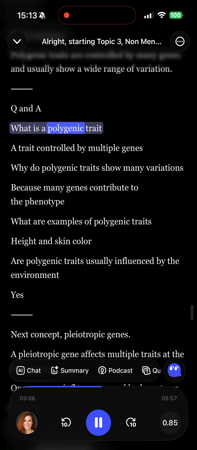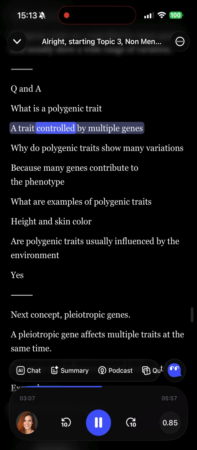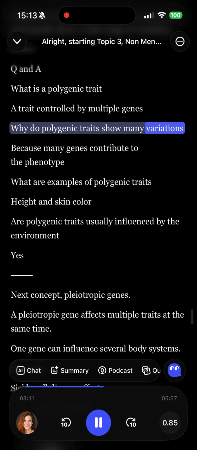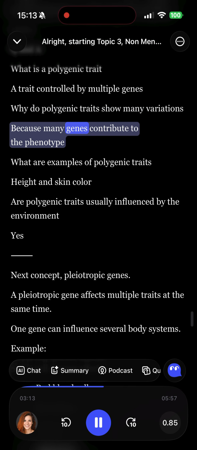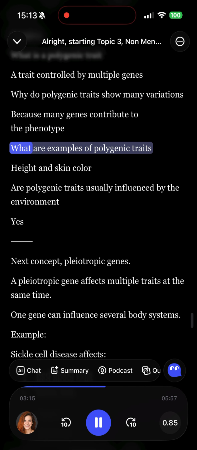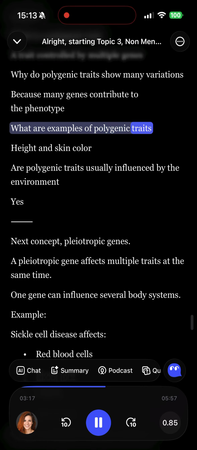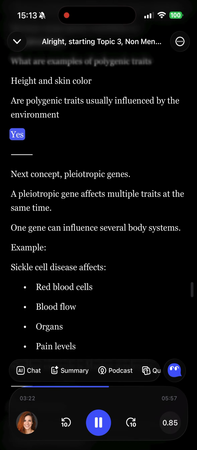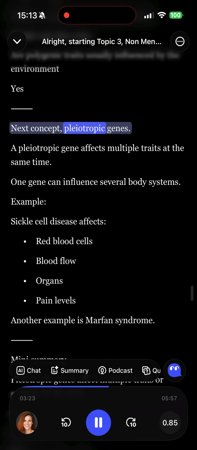Q&A. What is a polygenic trait? A trait controlled by multiple genes. Why do polygenic traits show many variations? Because many genes contribute to the phenotype. What are examples of polygenic traits? Height and skin color. Are polygenic traits usually influenced by the environment? Yes.